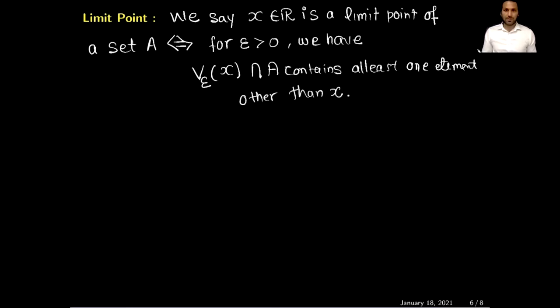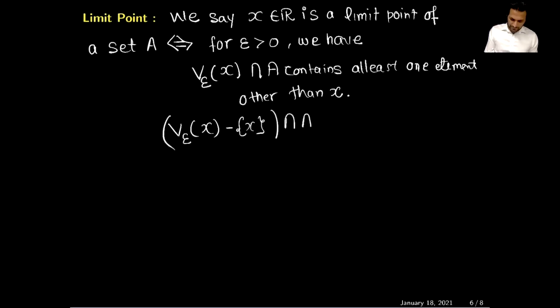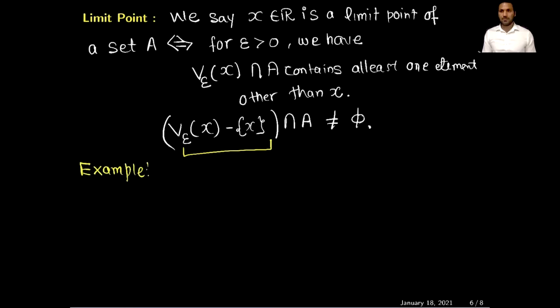Or in other words, if I take the neighborhood of x, delete the point x from that set, and then take the intersection with the set A, that intersection must have at least one element, or in other words, this intersection is non-empty. This neighborhood, which does not contain the element x, is also known as the deleted neighborhood of the point x. Next, I will give you a few examples of a limit point.